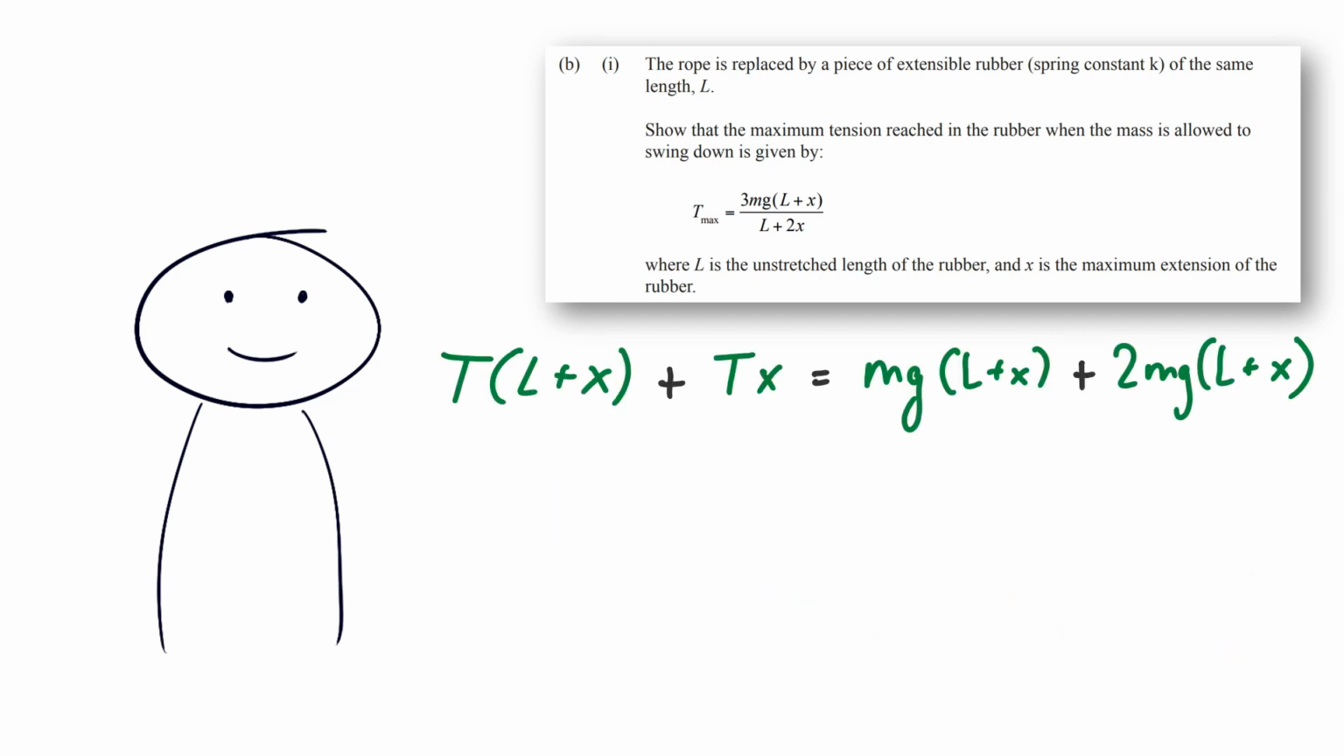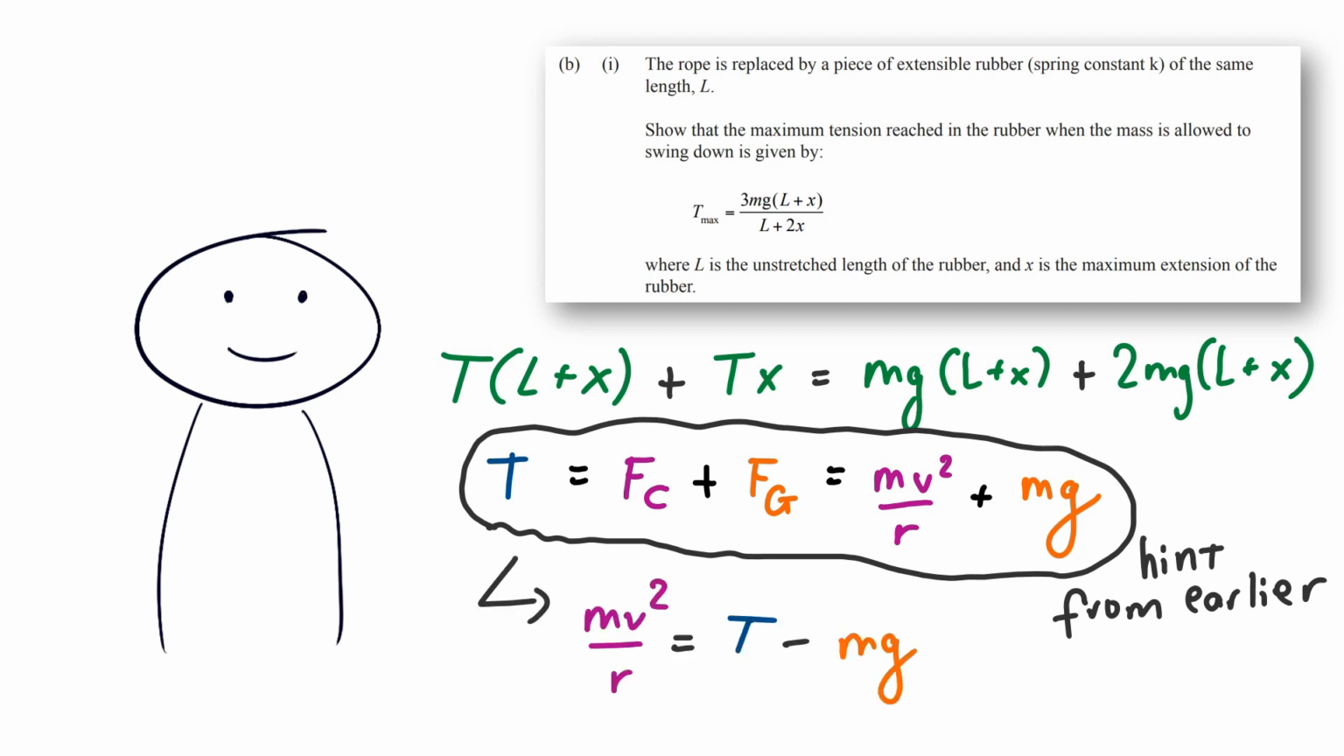And at this point, when you're stuck again, try to relate any correlation to equations which could have shown up in the question before. And in this case, what acts as a huge hint for me is this equation: T equals mv squared over r plus mg, or mv squared over r equals T minus mg.